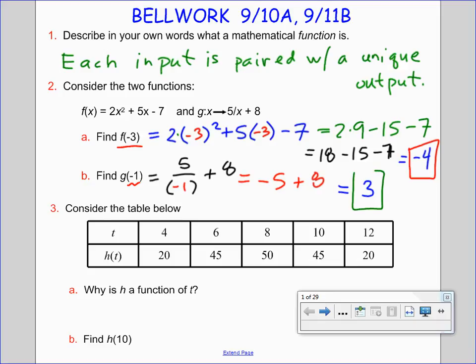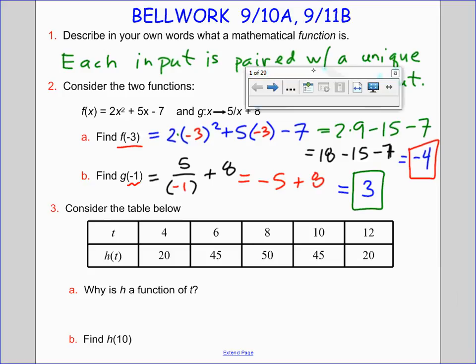Thank you. Hands down. Let's take a look at our table. Functions can be written not only as a rule, a function equation, a function machine, and it can also be represented in a table. In this particular table, we're told that h is a function of t, but asked why. So as I look at this table, why is h a function of t? Go ahead and quietly tell your partner.